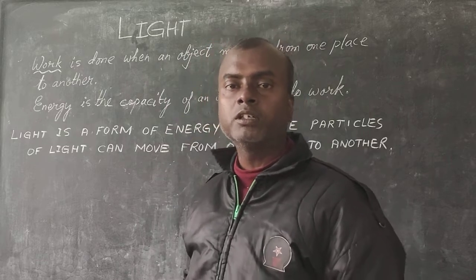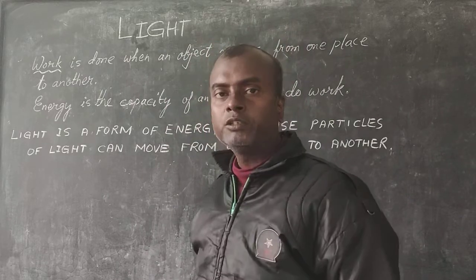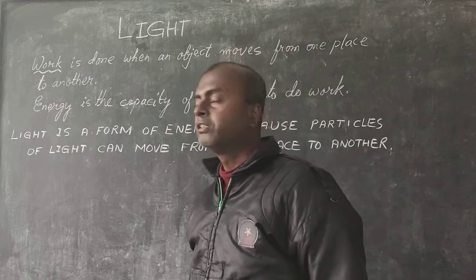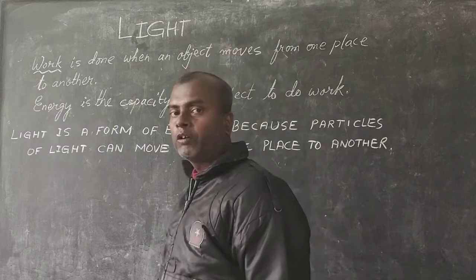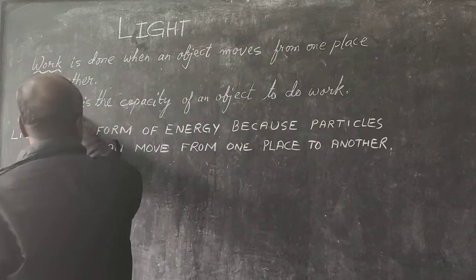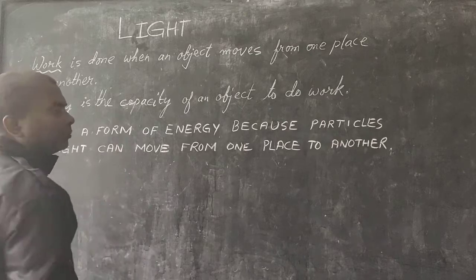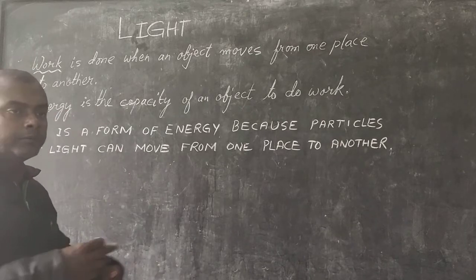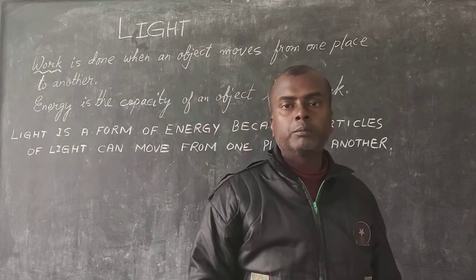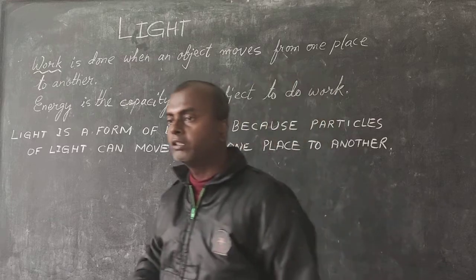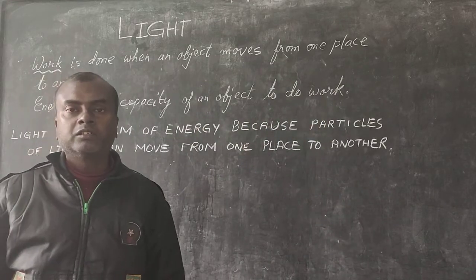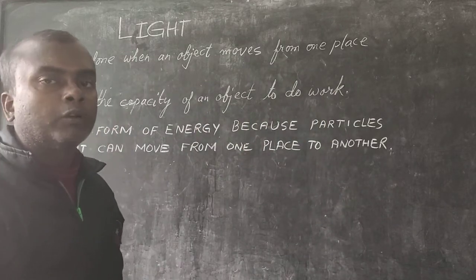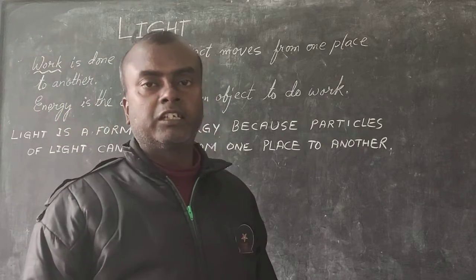That means it is doing some work. Light is doing some work. And since light is doing some work, it needs energy. So light is a form of energy. So what is this energy? Energy is the capacity of an object to do work. Unless I have that energy, I can't move from one place to another. Any object which moves from one place to another needs energy.